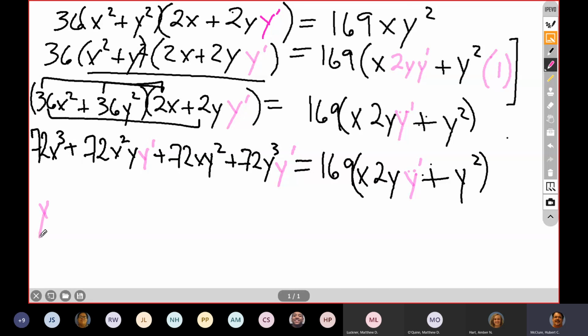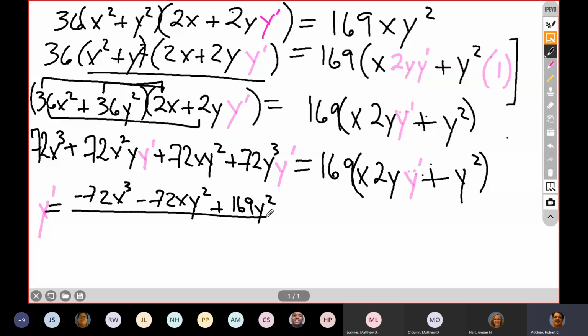I got y prime is equal to, and I think I got the right answer, negative 72 x to the third minus 72 xy squared plus 169 y squared over 72 x squared y plus 72 y cubed minus 338 xy.